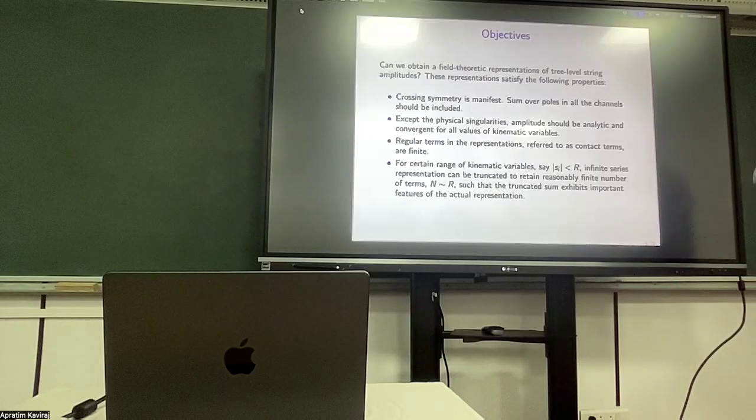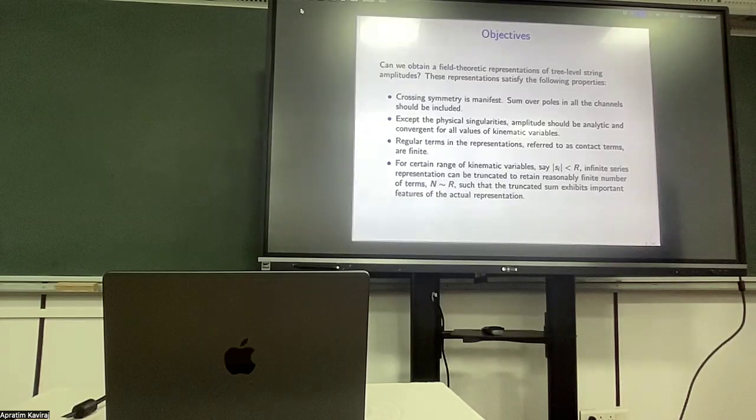Regular terms, the way we are defining them, are the terms modulo, or subtracting off, the divergent pieces. We can call them contact terms, and the contact terms should also be finite. And that is necessary for writing down a Lagrangian prescription. And importantly, let us say we have an energy scale, which we call R, and for a certain range of kinematic variables, say s and t.